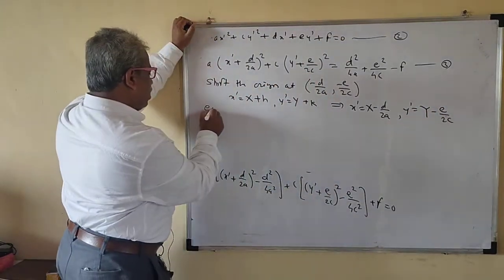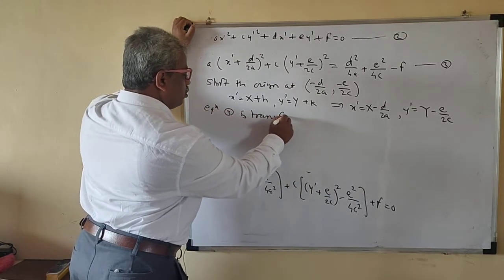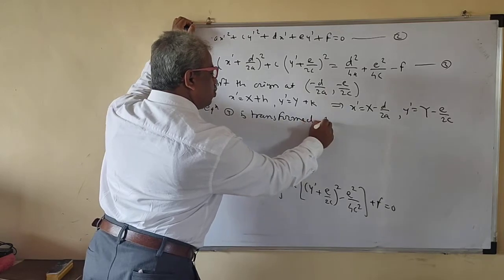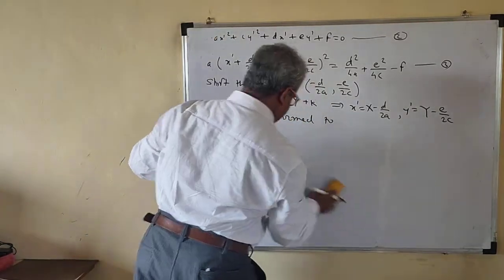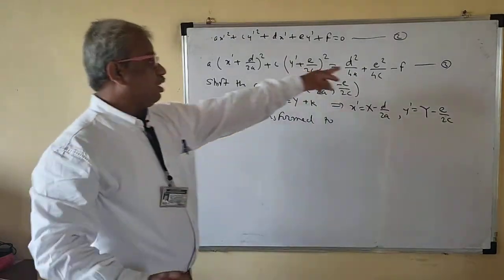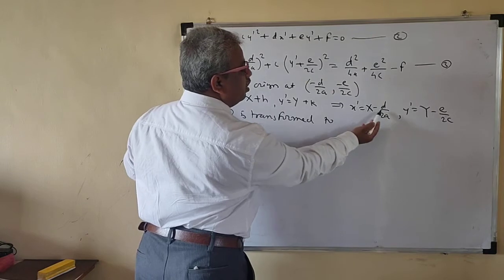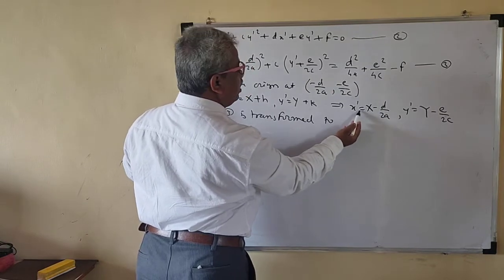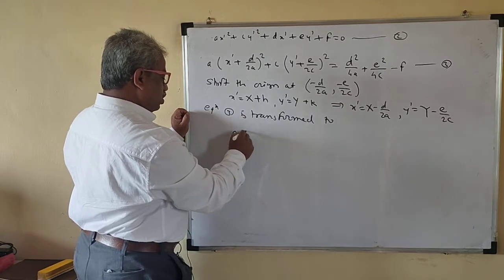Okay, equation 3 is transformed to... which is the equation 3? This is equation 3. So what is this? X prime. See, the x prime will be this d upon twice a shift here. Then x prime plus d upon twice a is what? Capital X.